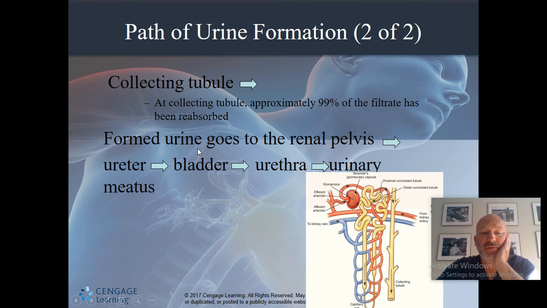So then the urine drains down into the renal pelvis through the ureters, stored in the bladder until it's time to exit the body. And then it exits through the urethra, through the urinary meatus.